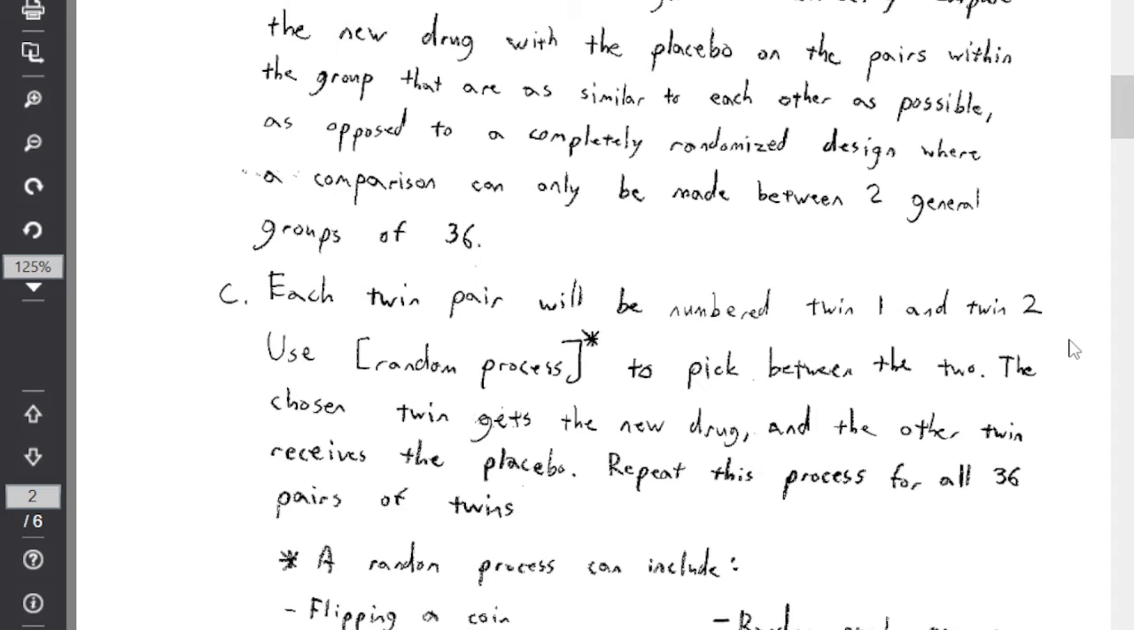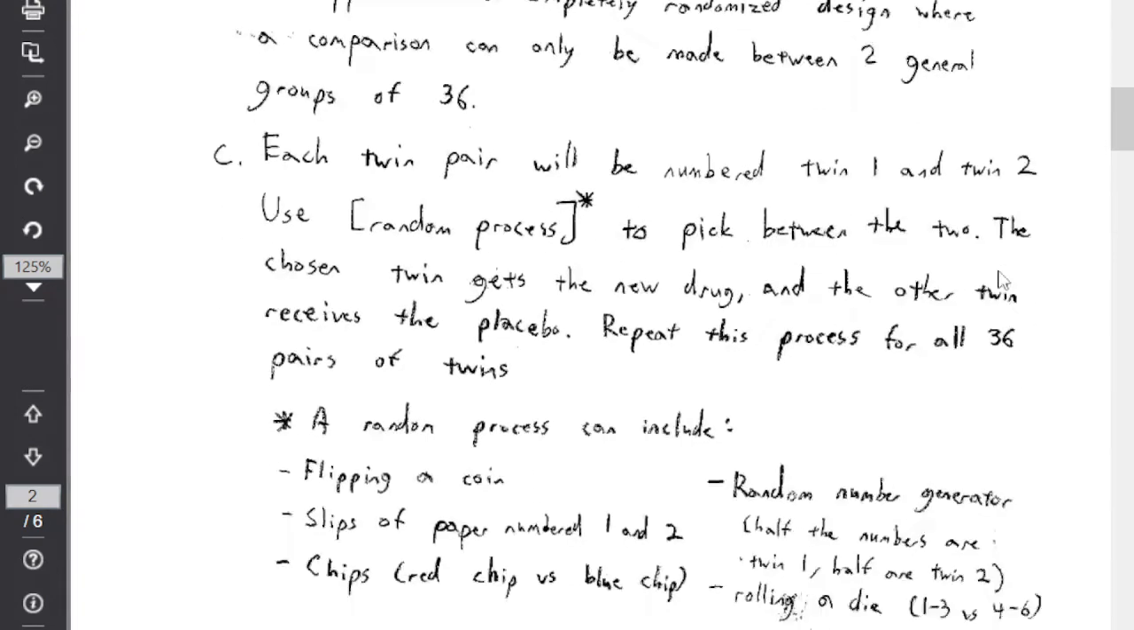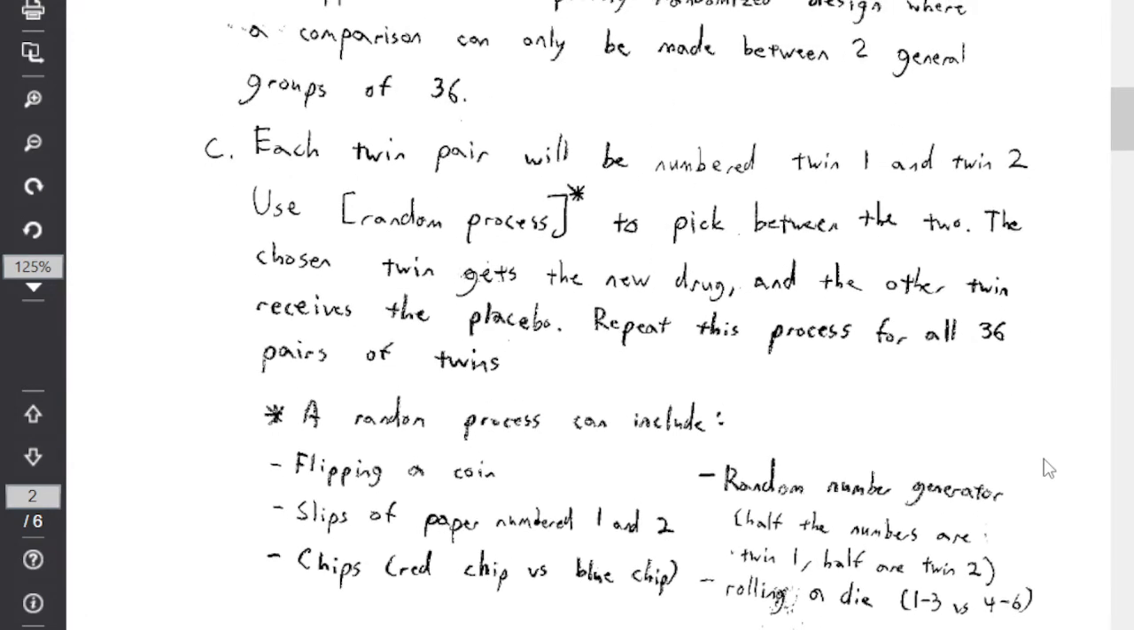And you can describe whichever random process. You could have a slip of paper numbered 1 and 2. You can have like a red chip and a blue chip in a bag. You could flip a coin to decide which one, since we just have 2 people. Random number generator, rolling a die, just making sure you're assigning what outcome goes with what.